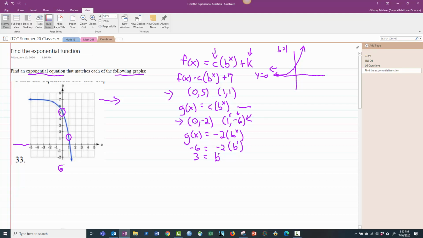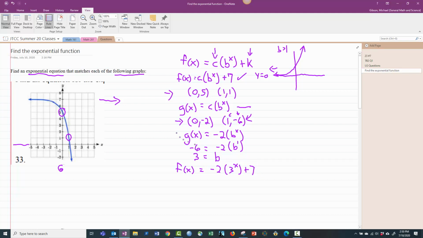So in this case, we've got everything now. When we're done, we just write it all out in one place. f of x equals, we know the c is minus 2, we know the b is 3, we know the x is positive, and up here we got the vertical shift was 7.